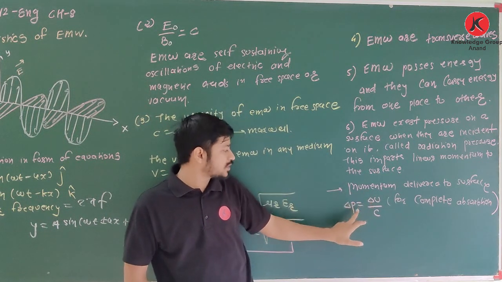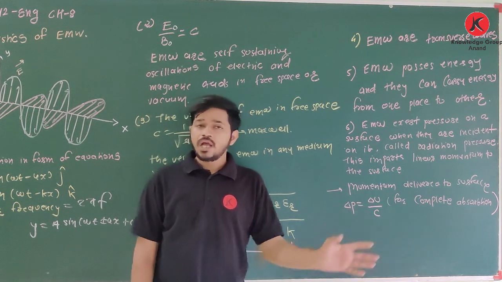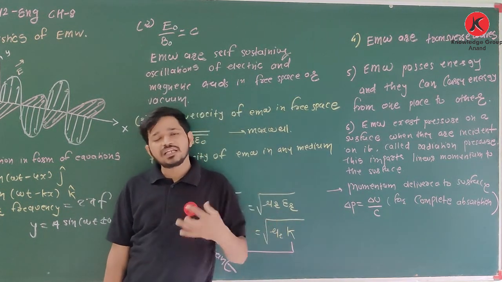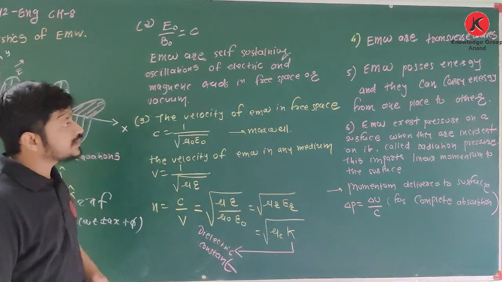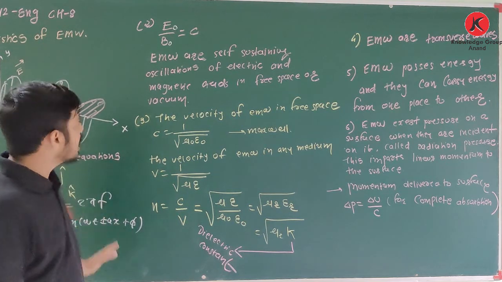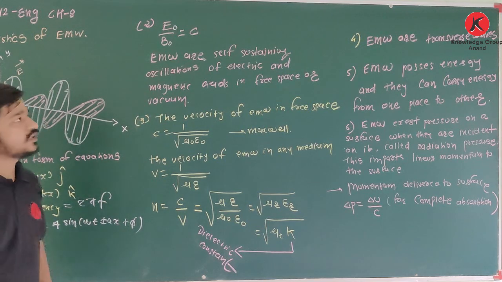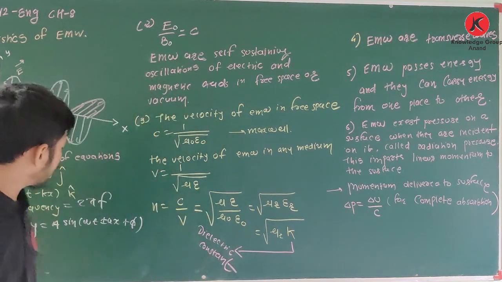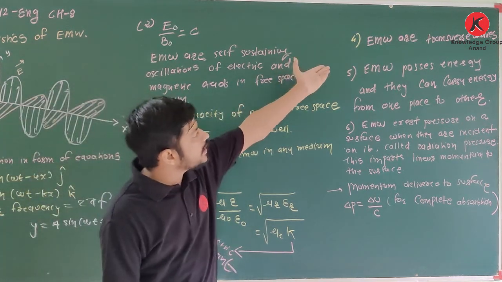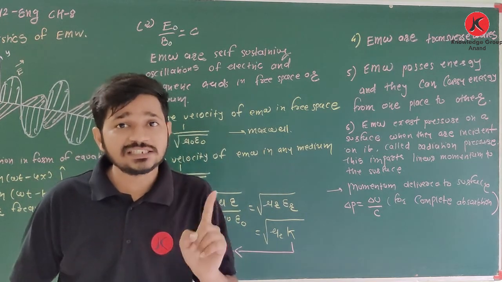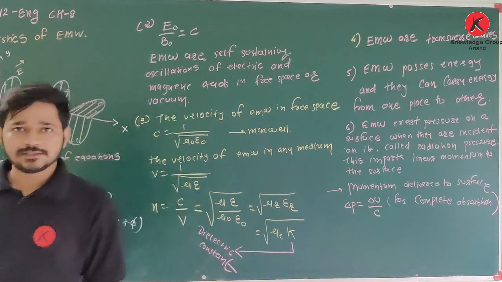So the momentum delivered to the surface, delta P is equal to delta U upon C for complete absorption. Complete absorption means whatever incident energy is completely absorbed by the surface. Clear? So yes, there are 6 points related to the characteristics of electromagnetic waves. Some points are very easy. First of all, how to write equations? Easy. This relation, easy. This relation, easy. Electromagnetic waves are transverse waves is considered as 1 point. So these are 6 points. Next points we will discuss.